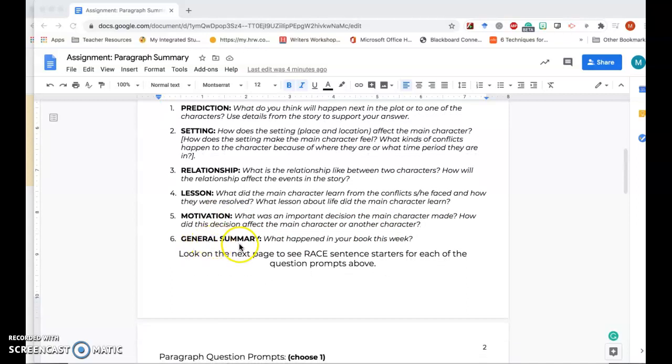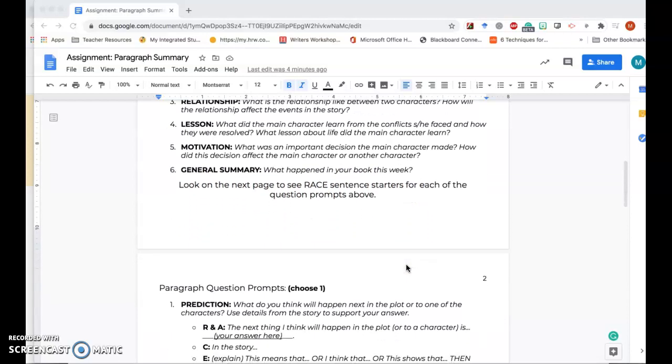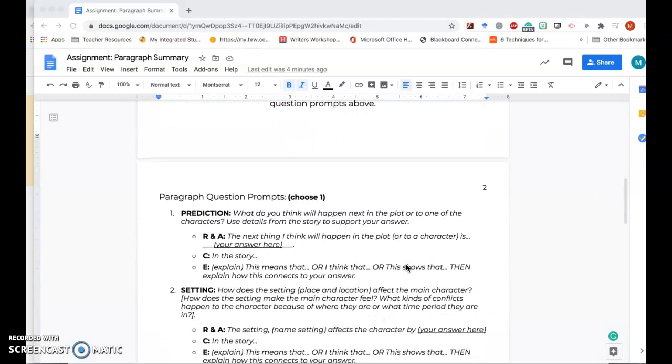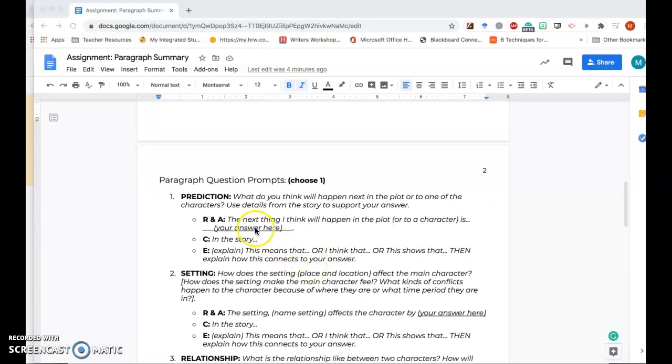And then if you just want to write a general summary about what happened in your book, then you can do that as well. So here it says, look on the next page to see RACE sentence starters for each of the above question prompts. So again, you only need to choose one, but if you do want help with your R and your A, you have this sentence starter. Remember, R and A means restate and answer. So you need to use the words from the question to set up your answer.